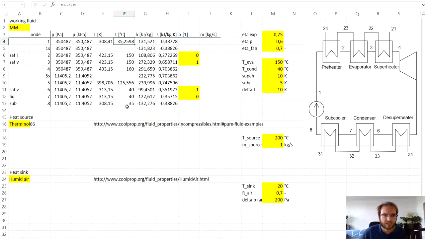So you can see the temperature after the pump increased just very slightly, around a quarter degree C, and the temperature after the expander is still quite significantly high in the superheated steam, where there is probably considerable amount of heat to be rejected in the superheater.